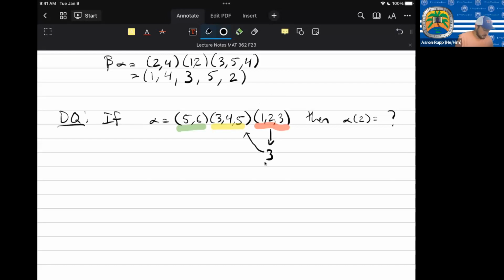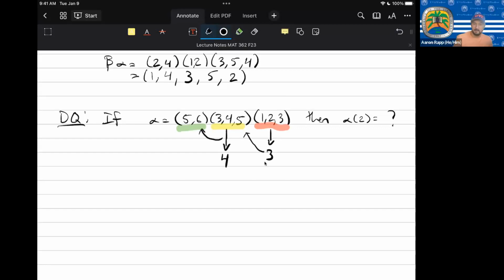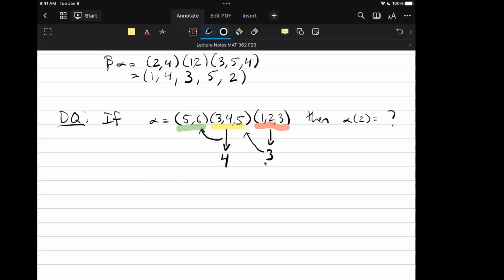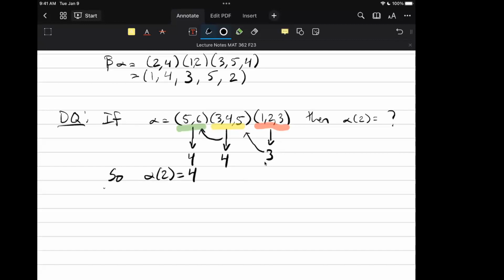And then that input of 3 gets passed into my next cycle, reading from right to left. That next cycle takes the value 3, and what does it turn it into? 4. And then 4 is going to get passed on to the next cycle. That cycle 5, 6 is going to take 4 and turn it into what? 4. Itself. Yeah. So when I plug 2 into this permutation, what's the outcome? It'll be 4.